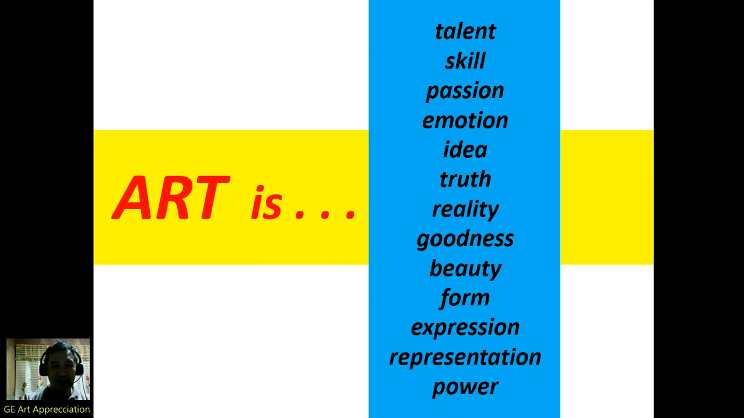So, these are the definitions of art. Art is a talent, art is skill, art is a passion, art is emotion. Art is idea, truth, reality, goodness, beauty, form, expression, representation, and power. So these are the meanings of art. But let's take a look at a certain definition of art, which is art as reality, or art is reality.